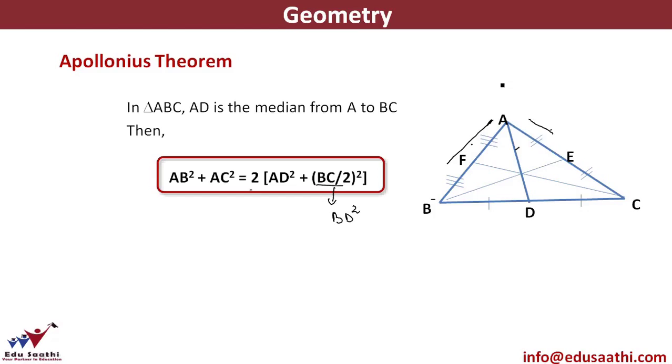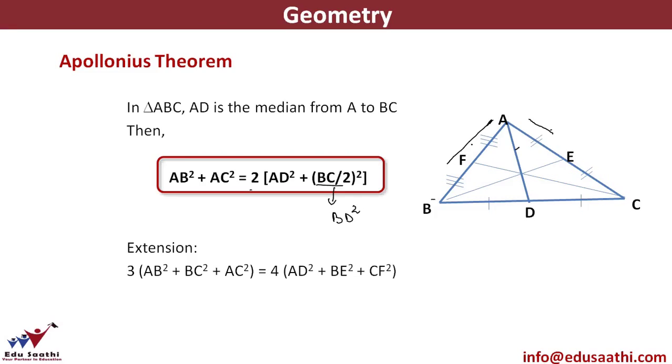So AB square plus AC square is equal to twice of the length of the median square plus half of the base whole square, is what Apollonius theorem is, and it helps us to find out the length of the median if all the three sides of a triangle are given to you. So you can apply Apollonius theorem on all the three medians separately to find out their lengths, and you can add them up to get to a final result.